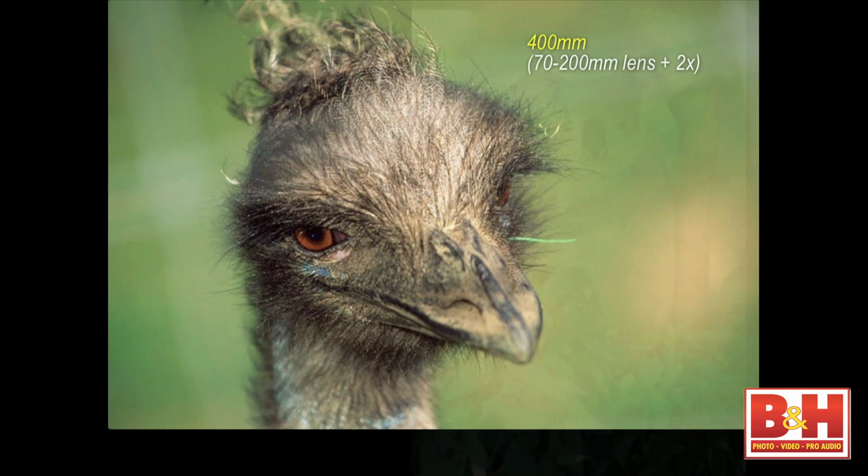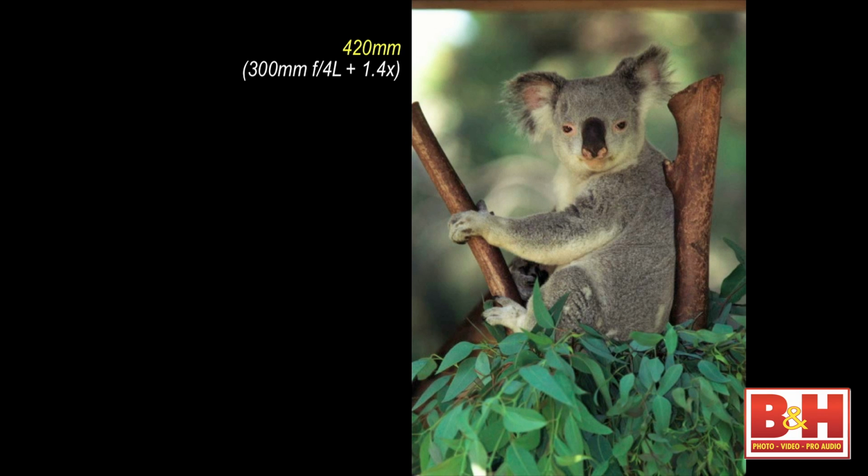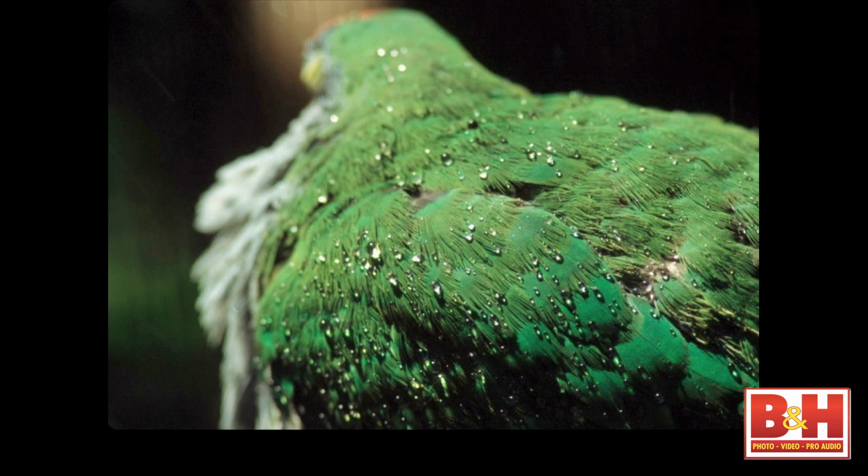So, there's just a few pictures taken with this. Here's 420, that's a 300 with a 1.4 on it. This one here is a 600. It's 300 millimeters with a f4 with a 2X. That now makes it f8. Most cameras can't focus, so you're going to have to manually focus.